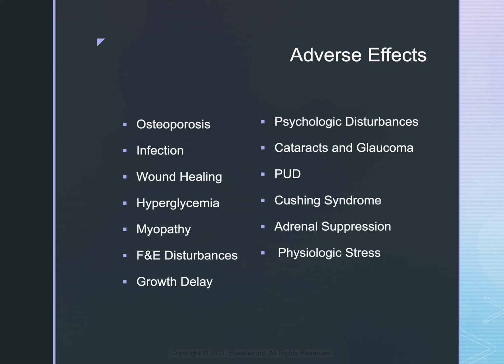Fluid and electrolyte disturbances can also occur. We've talked about that sodium and water retention. So again, hypernatremia, edema, but we also can have hypokalemia due to the balance of potassium ions being lost. We also know that hypokalemia predisposes a patient to heart issues like dysrhythmias and toxicity from digitalis.